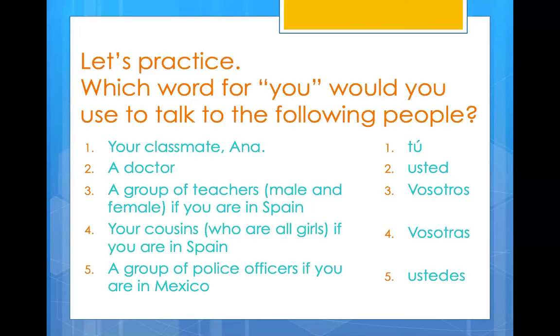And finally, a group of police officers if you are in Mexico. So remember, in Spain, we use vosotros and vosotras to mean you plural. In Mexico, or in the other Spanish-speaking countries in the world, we use ustedes. And it doesn't matter if the group is all male, all female, or a mixed group. The answer would be ustedes.